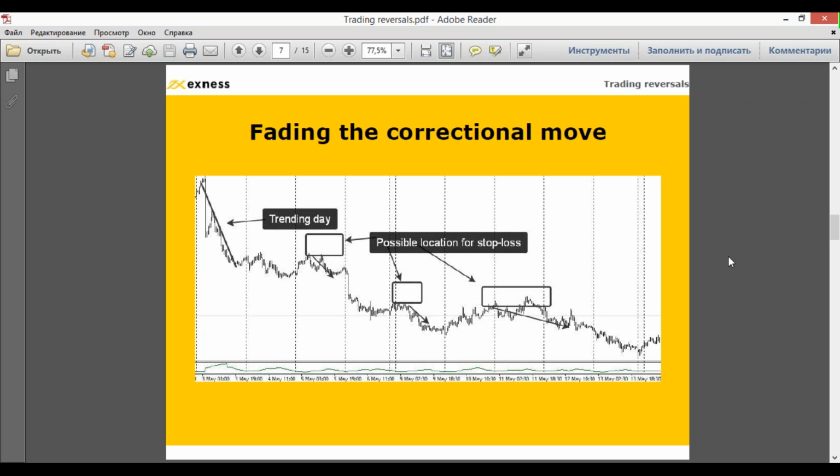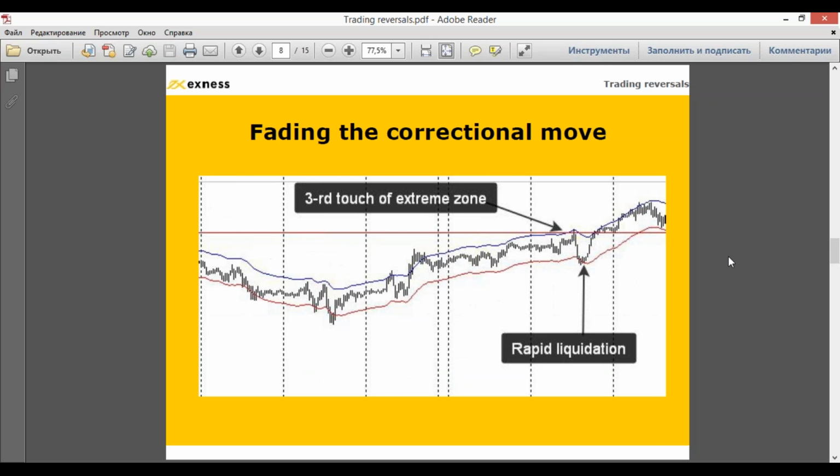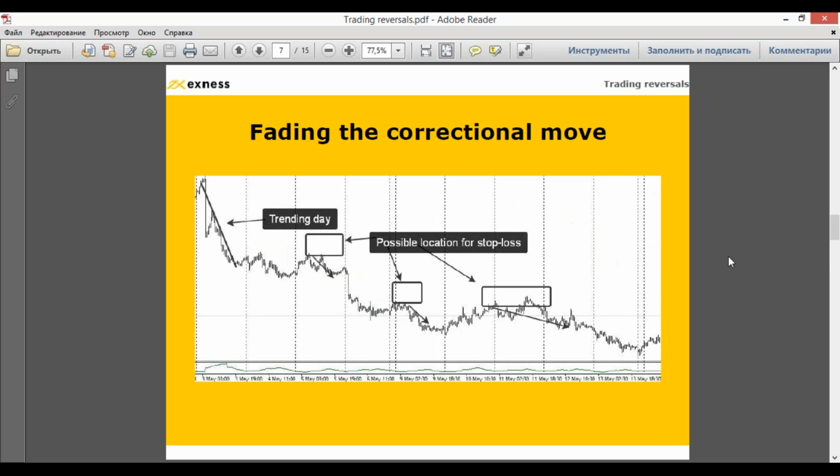We are, in this case, working with the correctional trend, but it is also a trend. Though it is a short-term trend, it is also a trend. Well, there are two major ways to fade the correctional move. First of all, we have to be aware that the trend is strong, that it is gaining momentum, and it is developing in the direction of a trend. How do we know this?